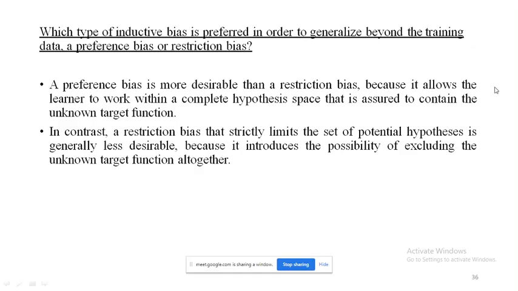So, which type of bias is preferred, whether it is a preference bias or the restriction bias? A preference bias is more desirable than a restriction bias because it allows the learner to work within a complete hypothesis space that is assured to contain the unknown target function as well, right? So the preference bias basically contains a complete hypothesis space, which is going to assure that it also includes the unknown target function as well.